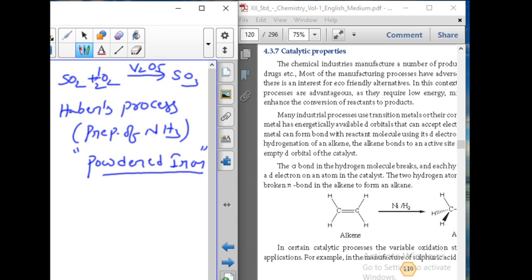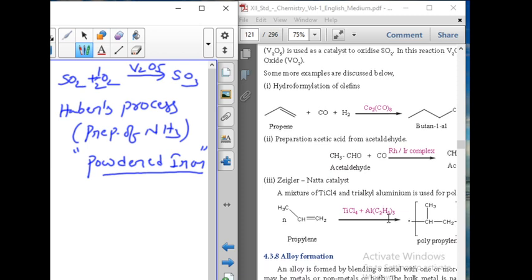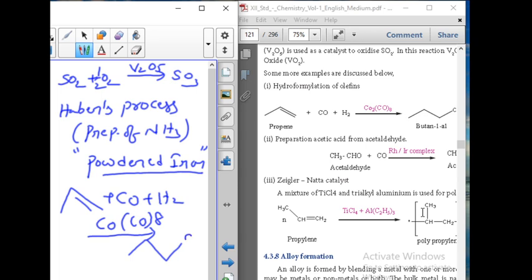Some other examples we have to see here. Hydroformylation of olefins. Olefins means compounds with multiple bonds, alkenes. Olefins are converted by hydroformylation: I add carbon monoxide plus hydrogen, using a complex compound, cobalt carbonyl. Then we can get butanal, an aldehyde.